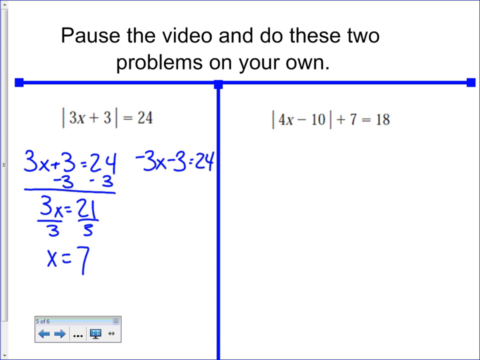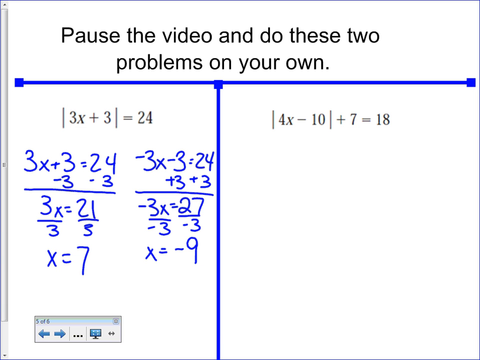X equals 7. Second equation, they're subtracting 3. We're going to add 3 to both sides. Negative 3x is going to be equal to 27. Divide by negative 3 on both sides. X is going to be equal to negative 9.